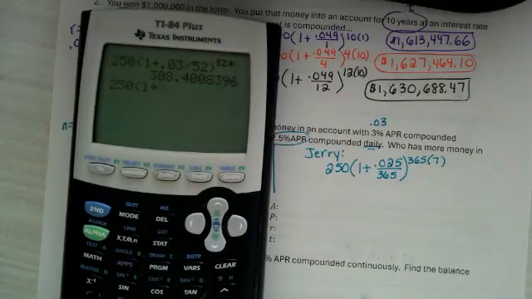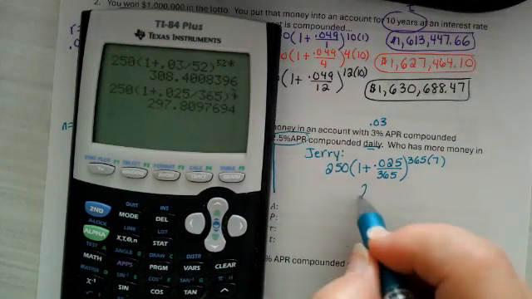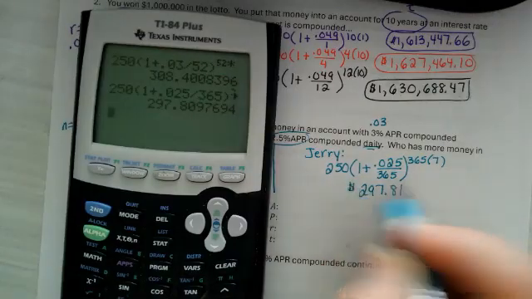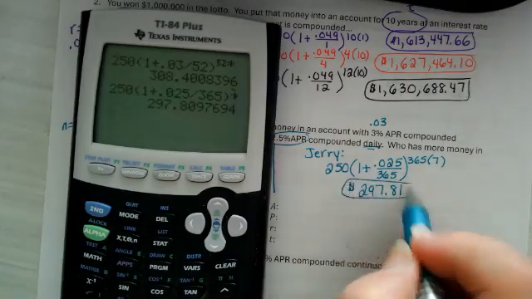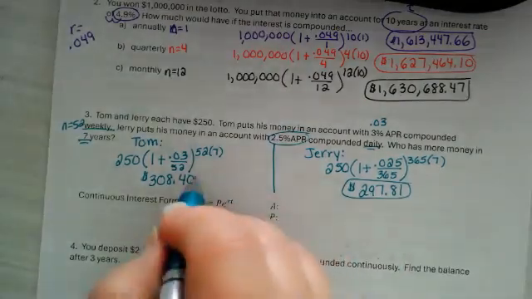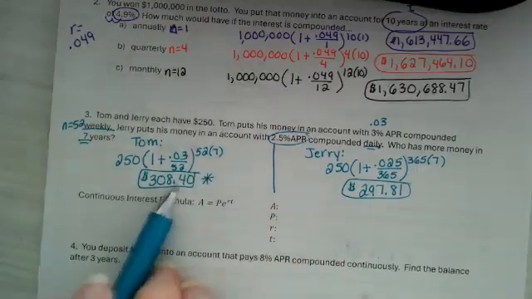250 times 1 plus 0.025 divided by 365 to the power of 365 times 7. Well, Jerry's got $297.81. So what was the question that they asked us? Who has more money in 7 years? Well, I think Tom wins. He's got more money than Jerry.